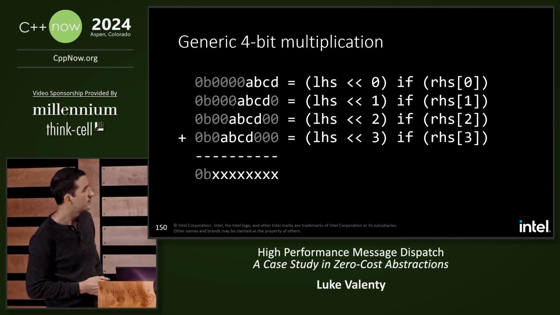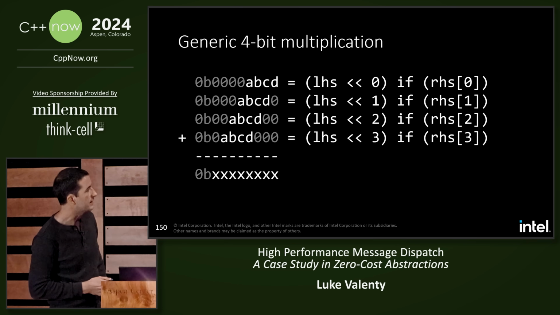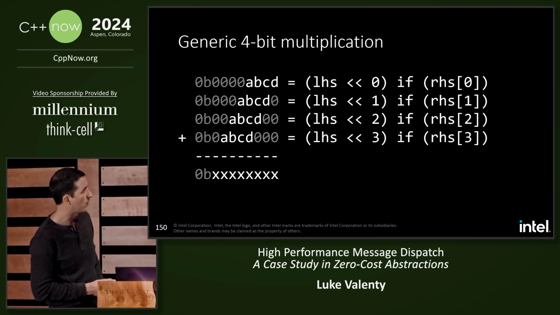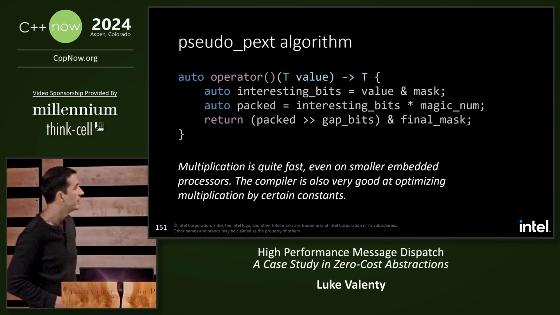Generalized for 4 bits, we have 4 bits A, B, C, D on one side. On the other side, we're choosing which shifts we want to add in, right? We go through and we'll add the ones that are enabled. This is what I want, though. I want to be able to line up my bits.